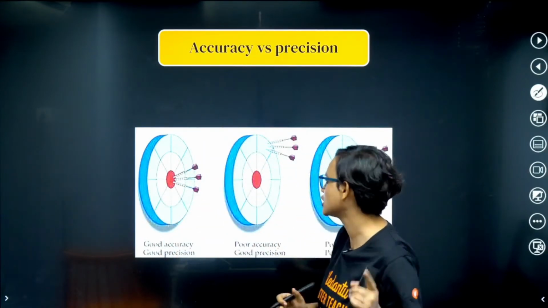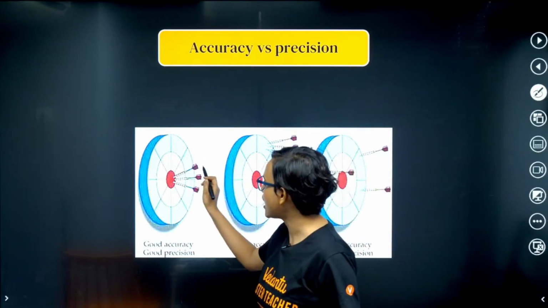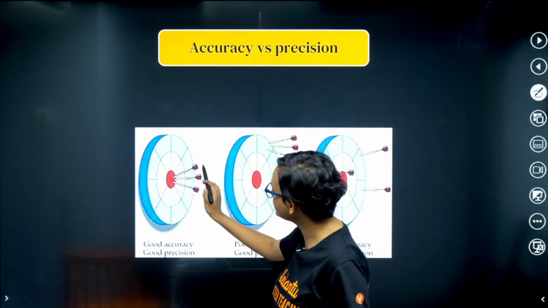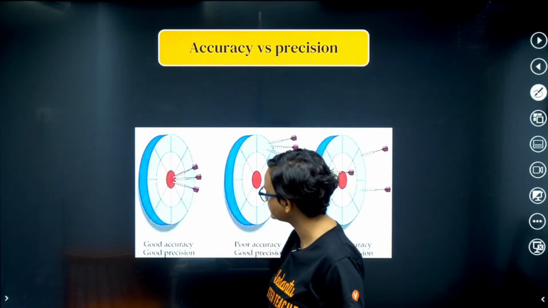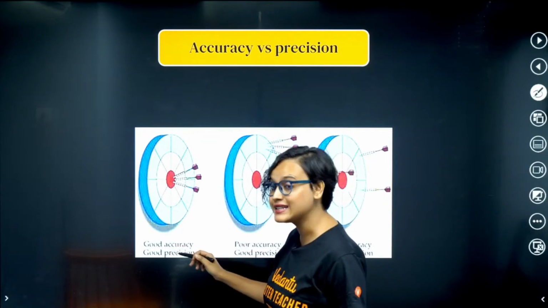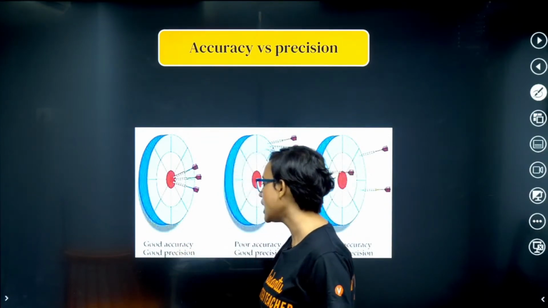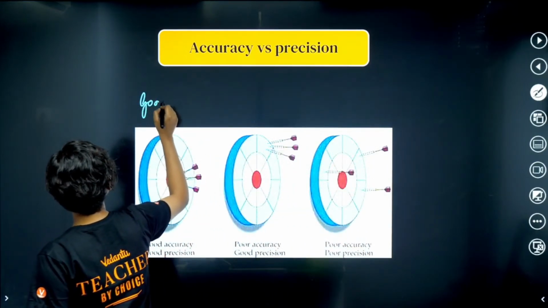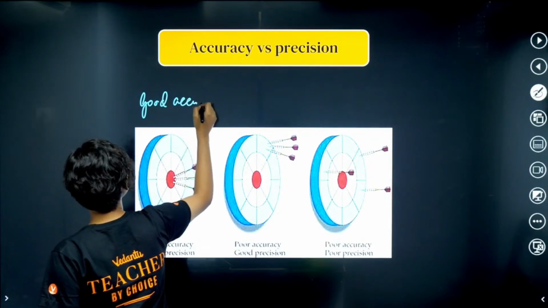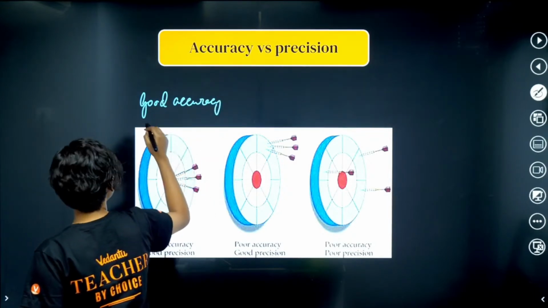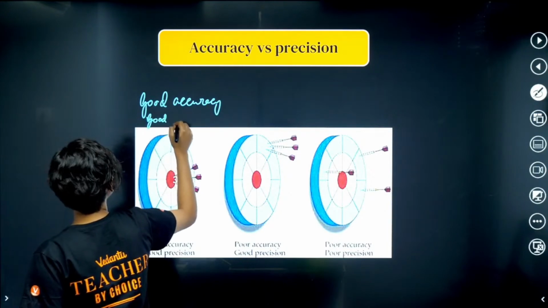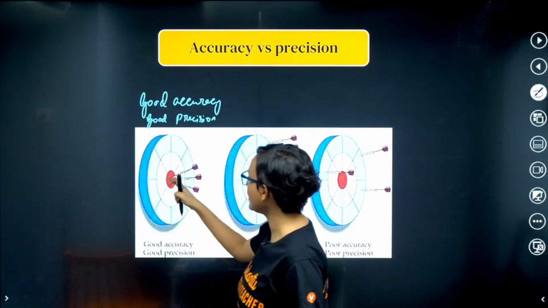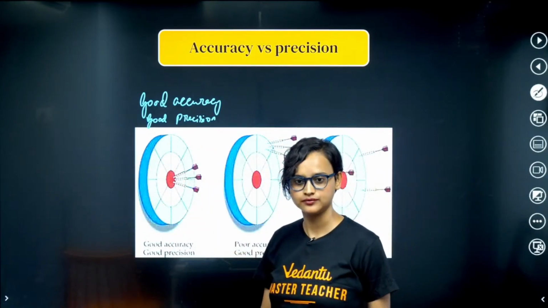Exactly. So if you use this dartboard and you have used the darts to throw at the board, see, all the 3 darts are at the center. So that means that this has good accuracy and good precision. What did I say? The first picture has good accuracy and good precision, because all the 3 of them are very, very close to each other.